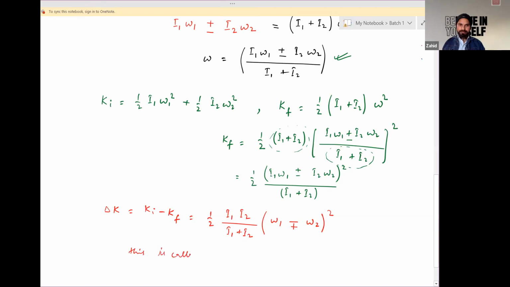So this is called loss in energy due to friction offered by surfaces in contact.